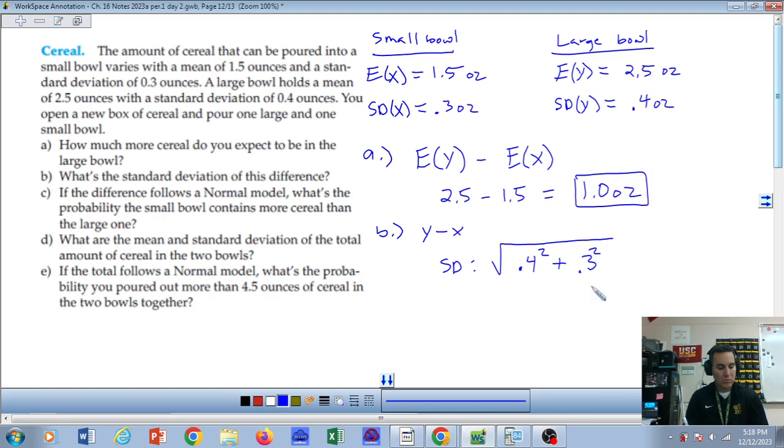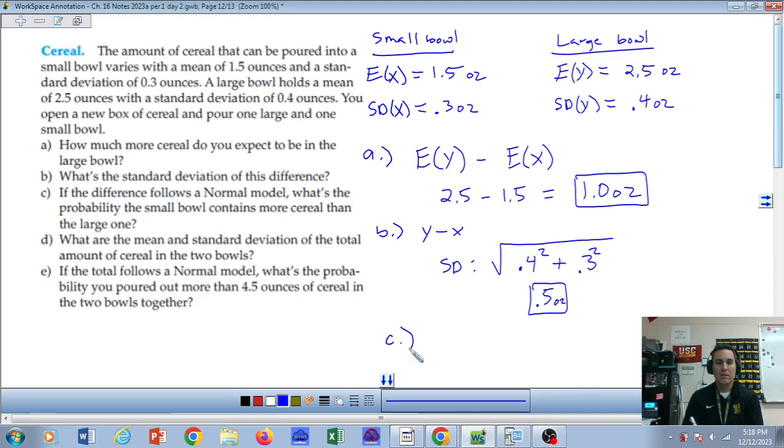So that ends up 0.25 and then square root it. Wow, why did I not know that? Square root that and you end up getting 0.5, because it's like a 3, 4, 5 right triangle. They're getting tricky on us like that. So 0.5 is your standard deviation of the combined subtracting of the two bowls, in ounces, right? Okay, part C, this is the one I really wanted to show you.